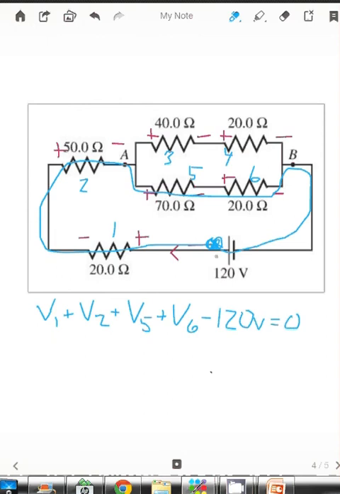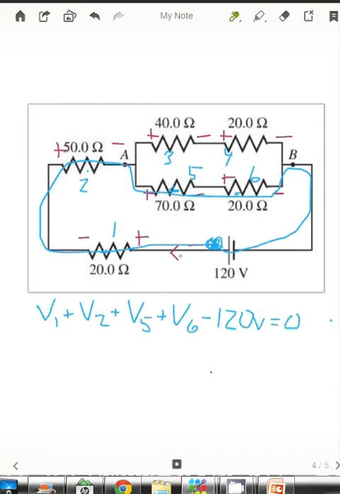There's 120 joules of energy getting dropped off for every coulomb. So the coulomb that takes the path that's in blue has to lose 120 joules. This gets some, this gets some, this gets some, this gets some, and then it's all gone. They have to add up to what it is.